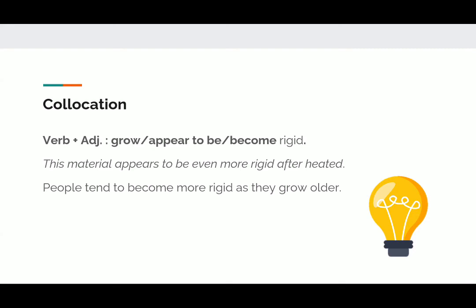The second example is, people tend to be more rigid as they grow older. So actually, people are becoming more difficult to change their minds as they grow older.